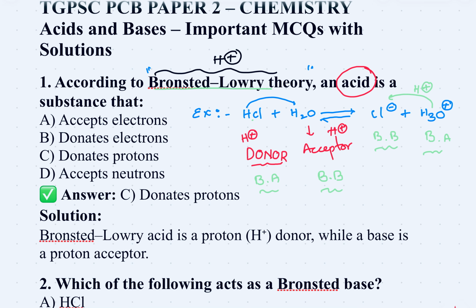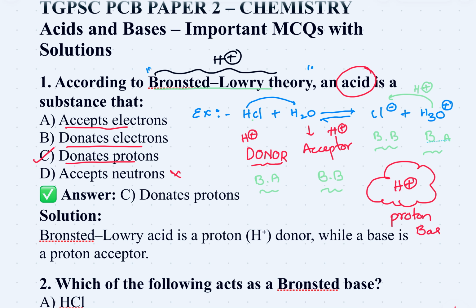See the options: accepting of electrons, no. Donating of electron, no. Donating of proton, yes. Accepting of neutron, no. So in the Bronsted-Lowry theory, totally it depends only on the proton. Don't forget this. It is a proton based theory, not belonging to electrons and neutrons, all these things.